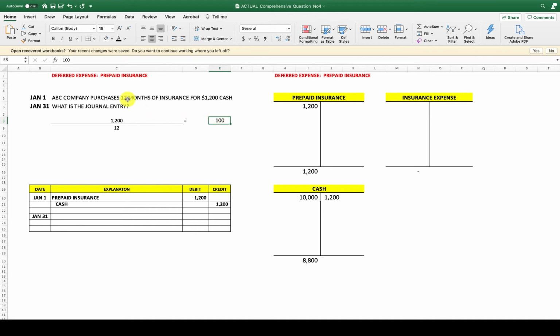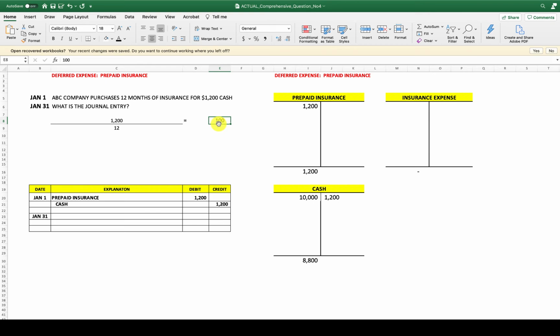So again, what we're doing on the 31st is we're trying to capture what happened between the 1st and the 31st. What happened between the 1st and the 31st? We used up 1 month's worth of insurance. 1 month's worth of insurance is $100. How do we get that? Well, $1,200 represents 12 months. So if I take $1,200 divided by 12, 1 month's worth of insurance is going to be $100.